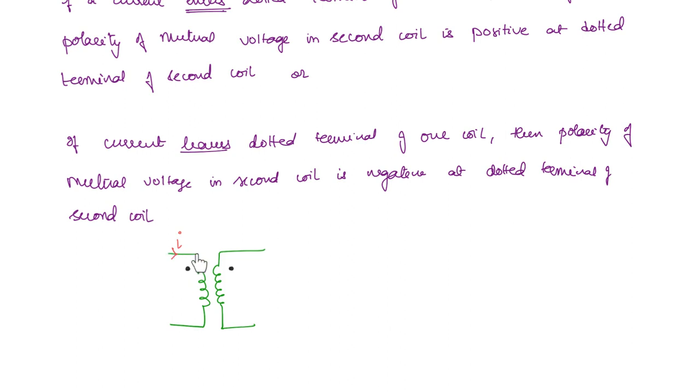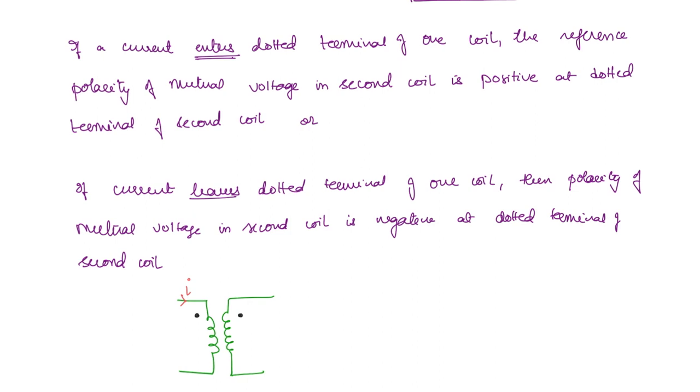So now the current is entering the dotted terminal of this coil. What is the statement here? If current enters dotted terminal of one coil, then the reference polarity of mutual voltage in the second coil is positive at dotted terminal. So that means I enters dotted terminal, then this dotted terminal will be positive. So here you will have a positive polarity. As simple as that.